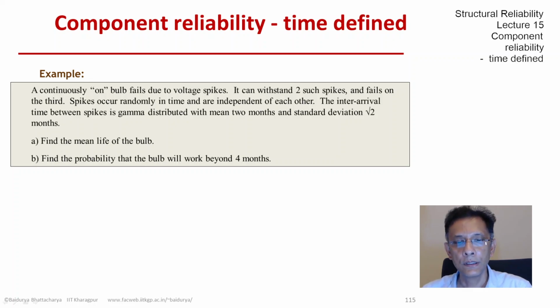This example involves sums of independent gamma random variables. Let's take some time to read the problem and solve it after that.